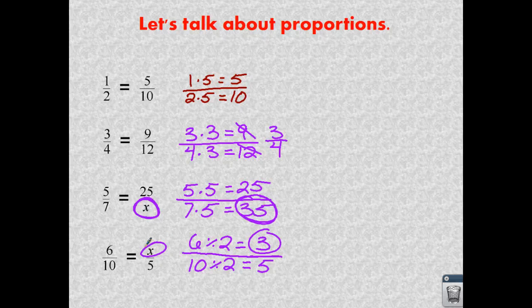So these are all proportions, proportional relationships. Your numerator relates to your numerator of the second fraction, and the denominator relates to its denominator also.